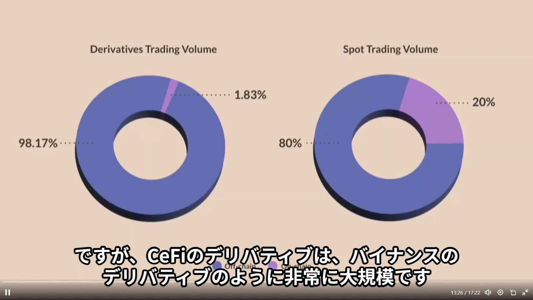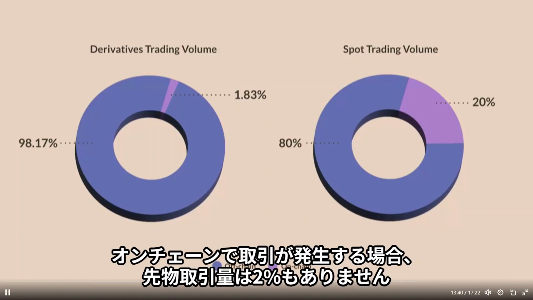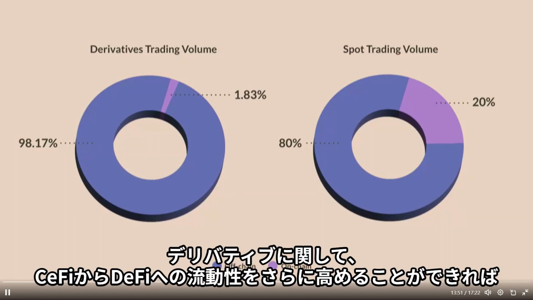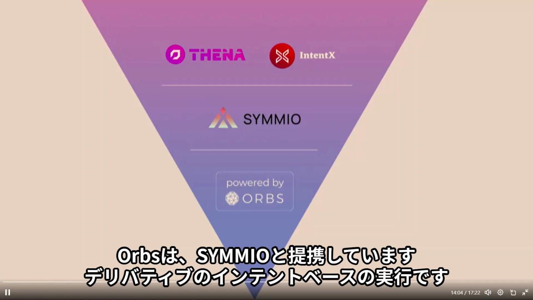But on CeFi, derivatives is very big. Like Binance derivatives, very big. OKX derivatives, very big. And if in Spot we see around 20% of the volume happens on chain, then it's not even 2% of the futures volume. And this is a place where we think that if we can get more liquidity from CeFi into DeFi in terms of derivatives, we can get much better execution on chain, and people don't have to go to centralized exchanges for this.